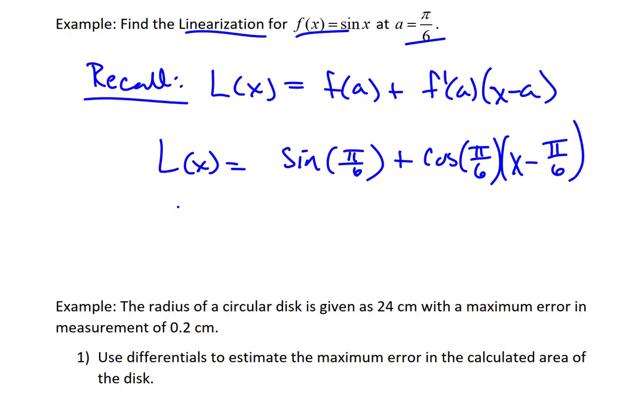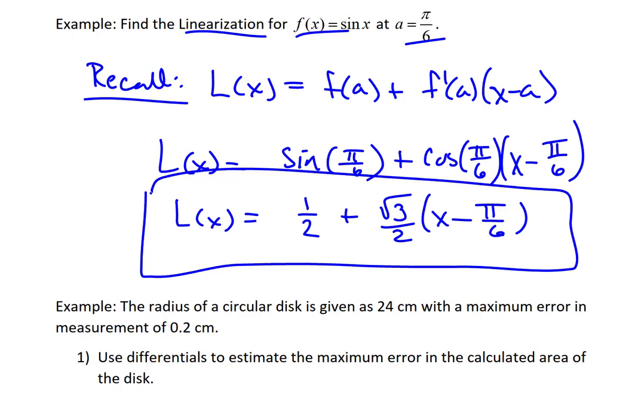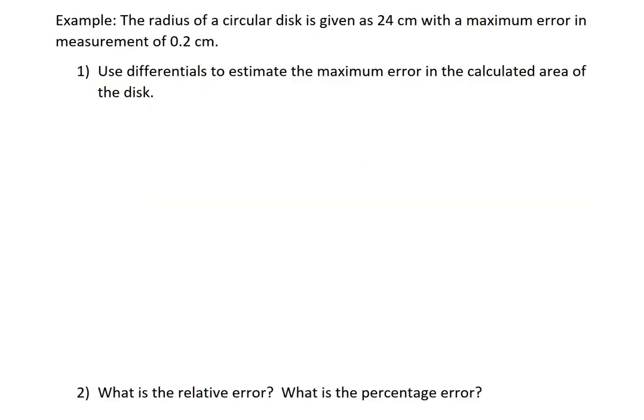Now we can turn some of these into nicer values, like sine of pi over 6 is really 1/2, plus, and then cosine of pi over 6 would be root 3 over 2. I have to dust off that unit circle to be confident with those. And then x minus pi over 6 could just stay as it is. So this really is the equation of the line that could be used to approximate this function near a being pi over 6. Let's try another example.